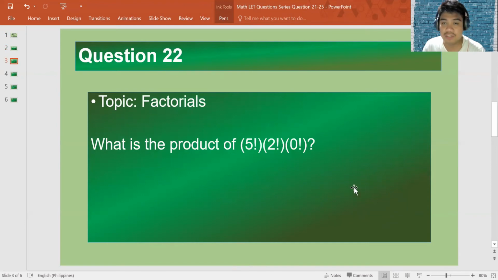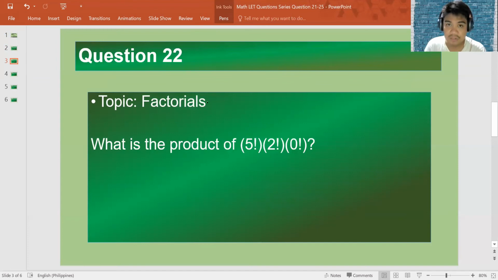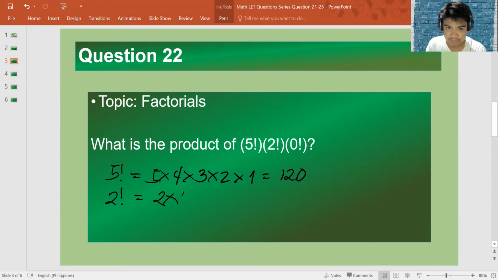So next question. We have question number 22, and question number 22 is all about factorials. So when we say 5 factorial, that is equivalent to 5 times 4 times 3 times 2 times 1, or 120. And 2 factorial is equivalent to 2 times 1, or 2. And remember that 1 factorial and 0 factorial are both equal to 1.